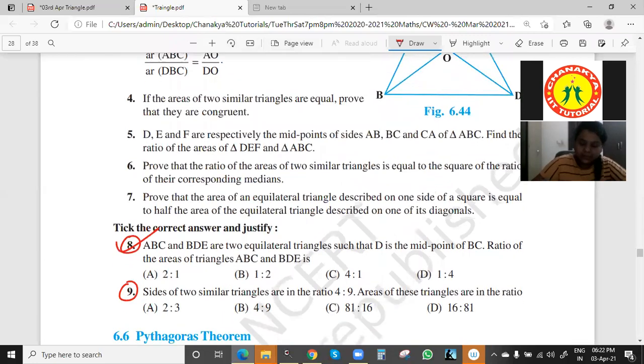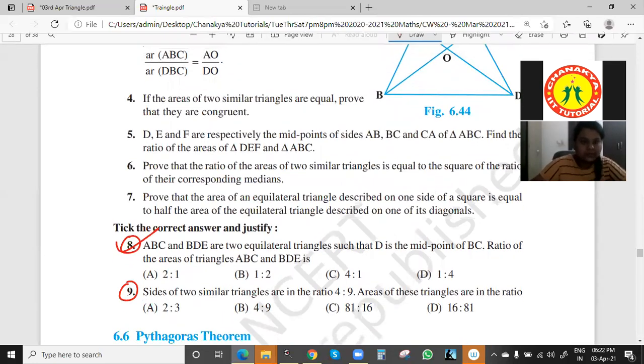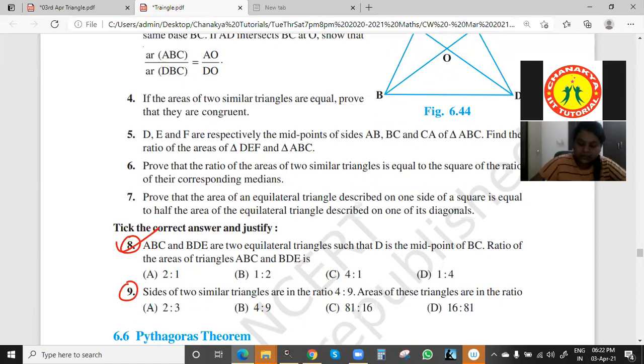An objective question can be asked directly this time, because they will ask more objective questions this time in boards. So we can expect the 8th number question directly.